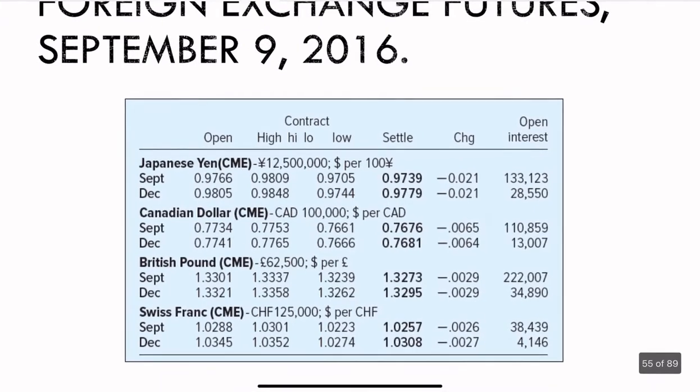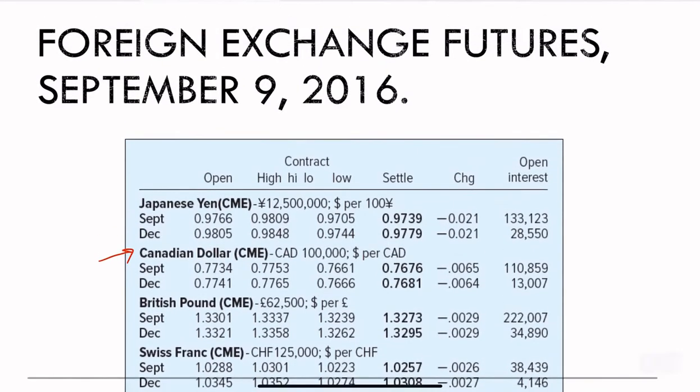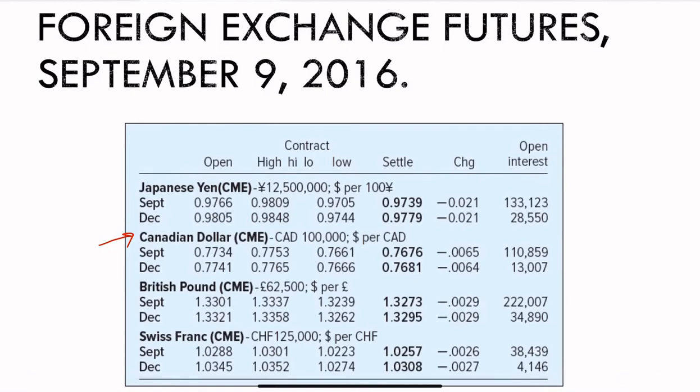So let's just look at exchange futures on Canadian dollars and British pound. You can see here, the quote is quoted in terms of dollars per Canadian dollar, right? So this settlement price basically means for 1 Canadian dollar, you need to spend 0.7676 US dollars to buy it, right?